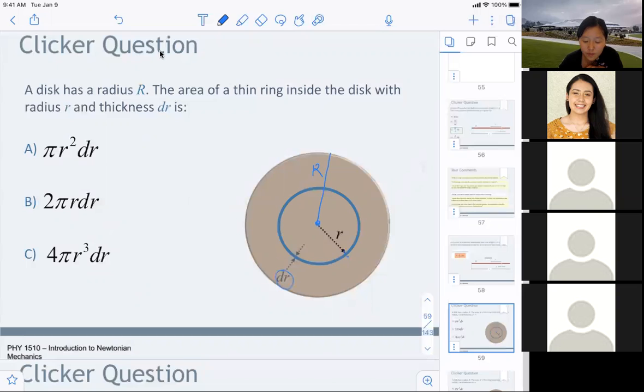We'll be able to find the area of that little ring. This will help pave the way to calculate the rotational inertia for the entire disk. So first, let's go ahead and try to answer this question.